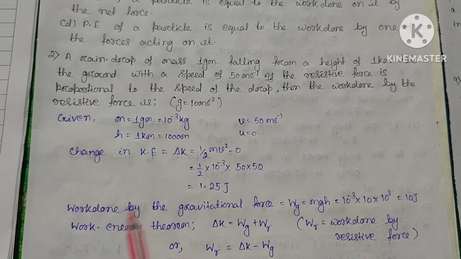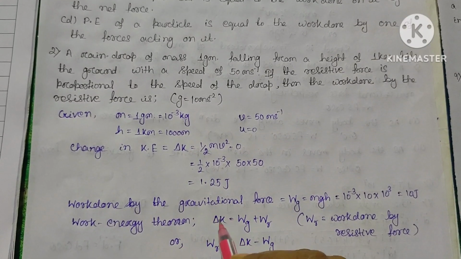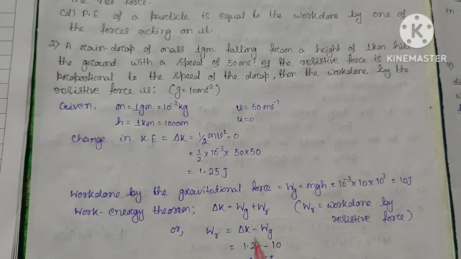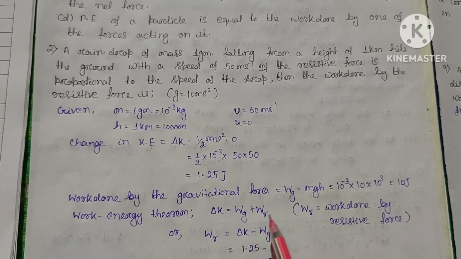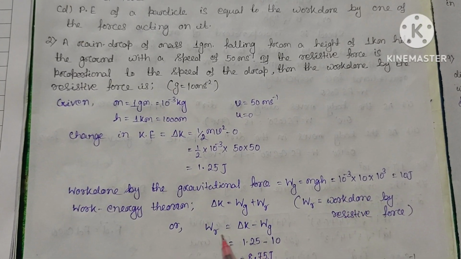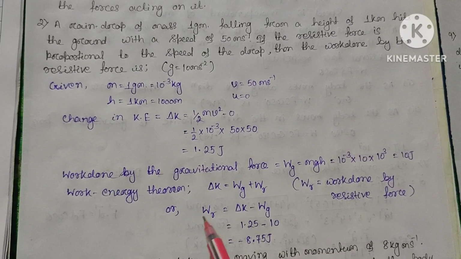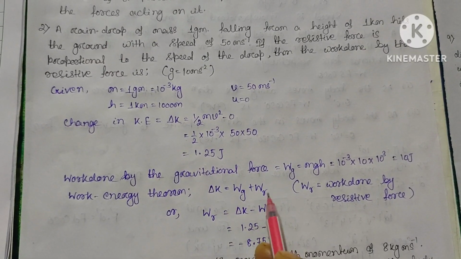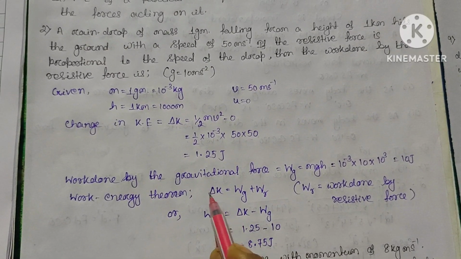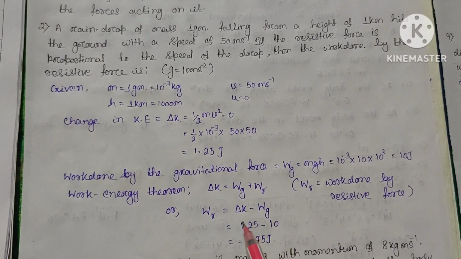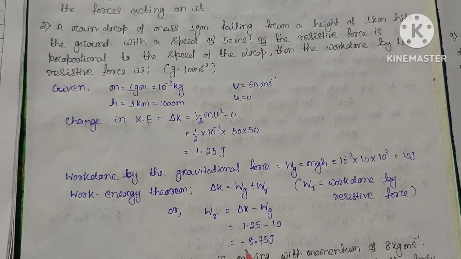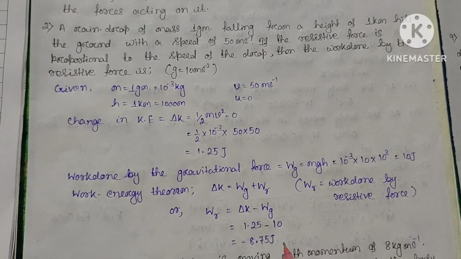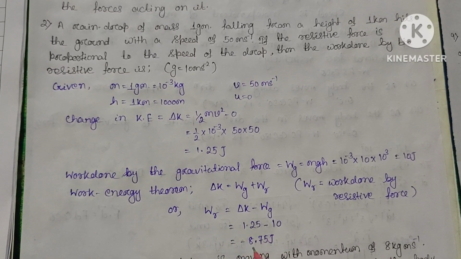So according to the work-energy theorem, the change in kinetic energy equals the sum of the work done by gravity plus the work done by the resistive force. Otherwise, we can write the work done by the resistive force equal to ΔK minus Wg. That is, ΔK is 1.25 minus 10, so this is minus 8.75 joule. This is the work done by the resistive force.